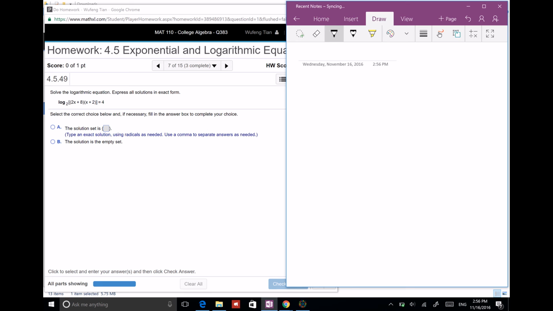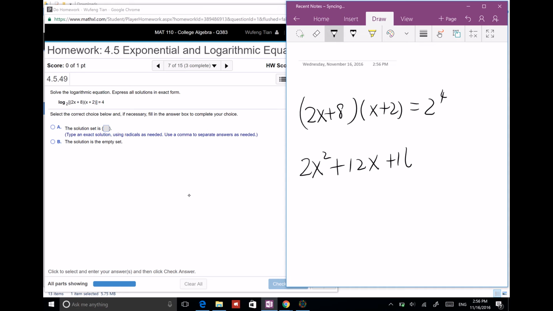Number 7. So basically, you're going to have 2x plus 8 times x plus 2 equals 2 to the power 4. Now you have 2x squared plus 12x plus 16 equals 16. So the 16s cancel out. x times x plus 6 equals 0. So x equals 0, x equals negative 6.